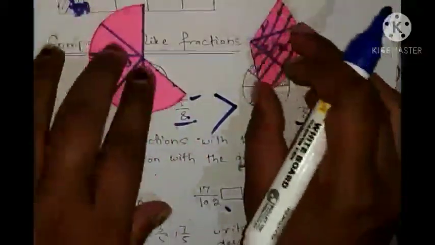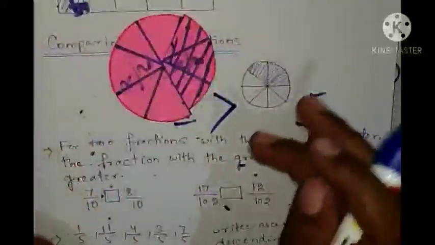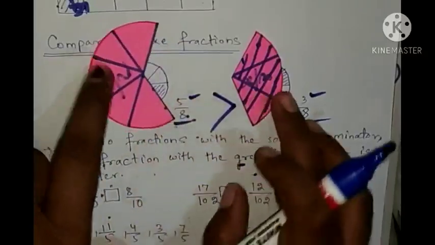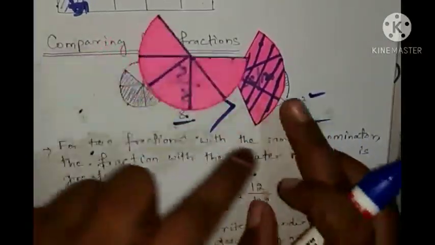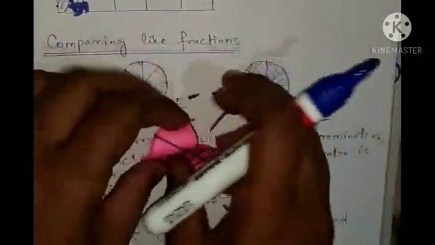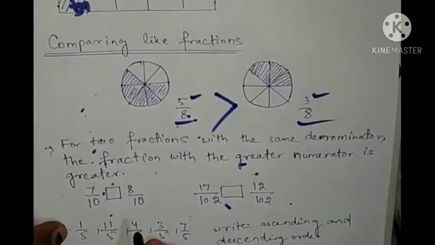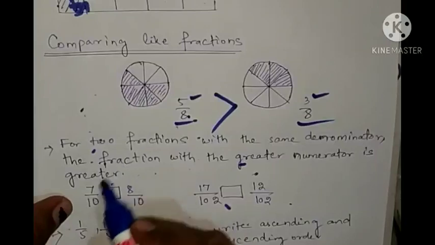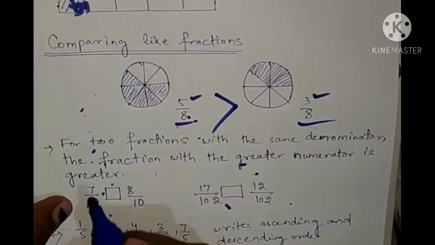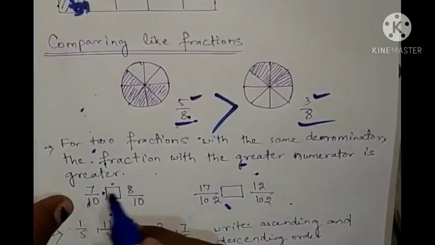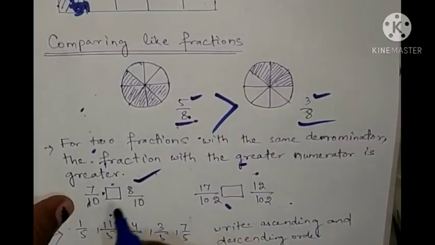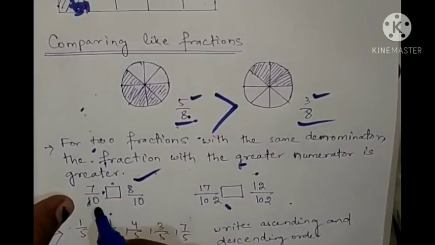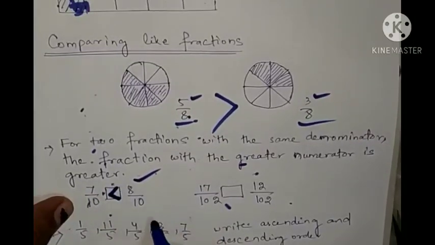Okay. By picture we have seen like this. By picture we can easily find out which one is greater. So 5 by 8 is greater than 3 by 8. But by looking at the fractions, how can you say? Both are like fractions, which has the bigger numerator, 7 or 8? 8 is bigger. That's why 8 by 10 is bigger than 7 by 10. Means 7 by 10 is lesser than 8 by 10.